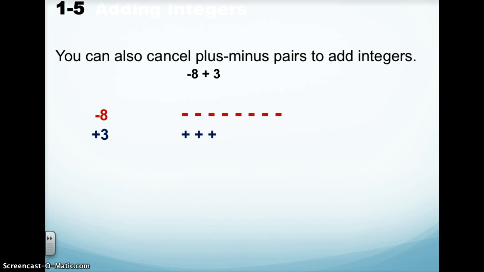Another method you can use is to cancel the plus and minus pairs to add the integers. So here's an example. If we have -8 plus 3, think of it as 8 negative symbols and 3 plus signs. What happens is, to cancel these, think of them as having one of each. So we have a plus and a minus, that would equal 0. A plus and a minus, 0. Plus and a minus, 0. So those pairs cancel. Then we count what we have left.